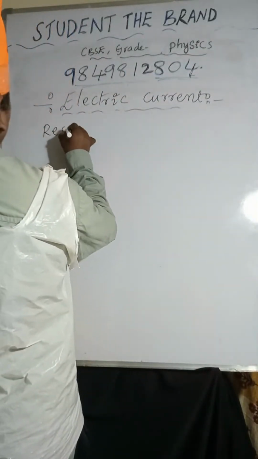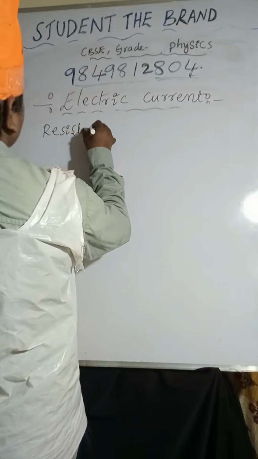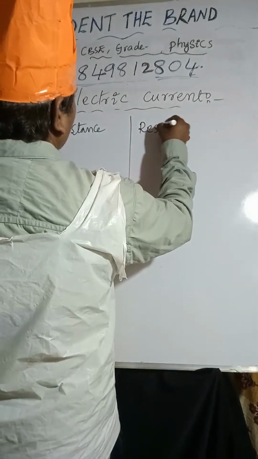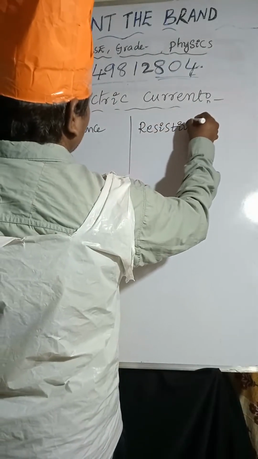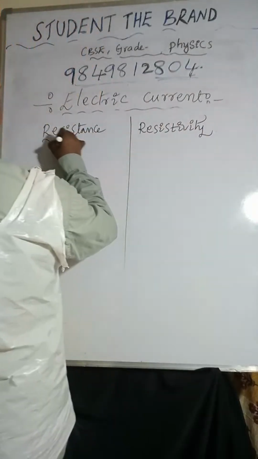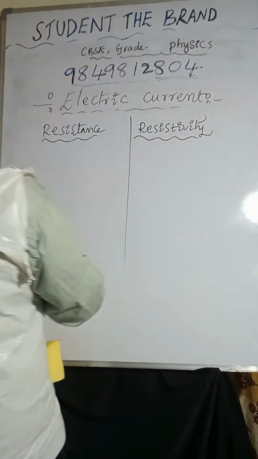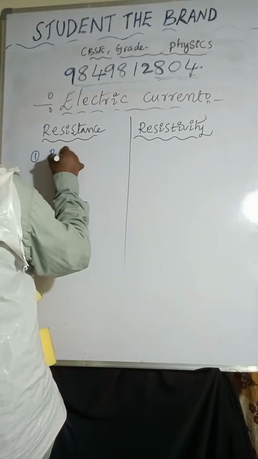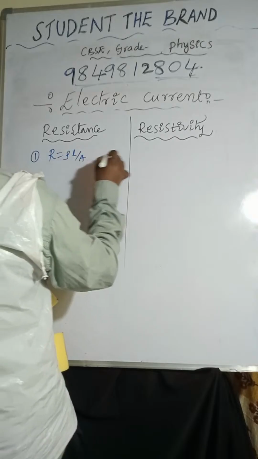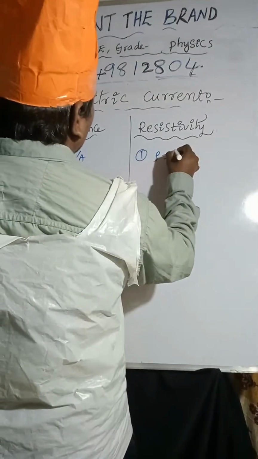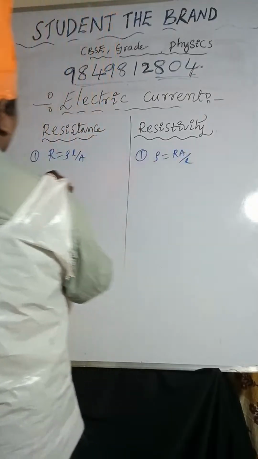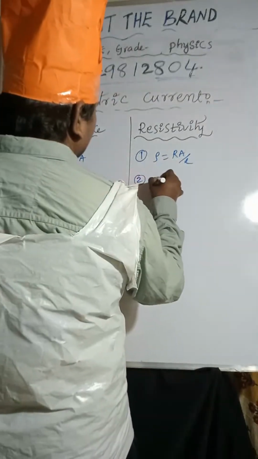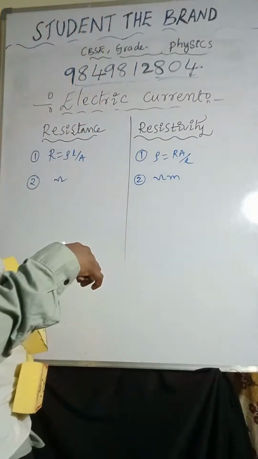Resistance and resistivity. Resistance R equal to rho into L by A. Here rho equal to RA by L. The SI unit of resistance is ohm. The SI unit of resistivity is ohm meter.